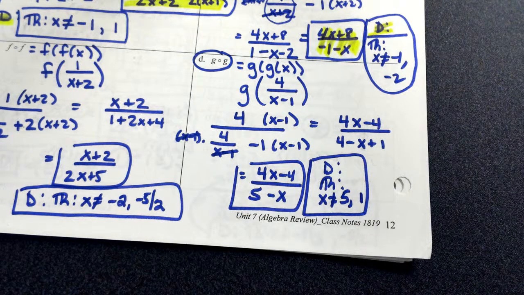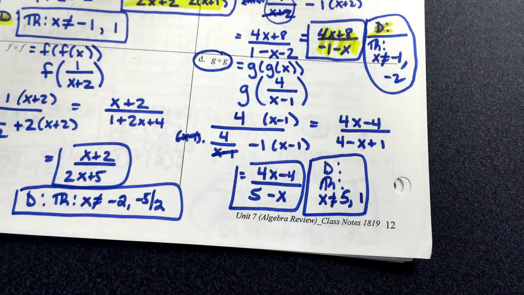So you're done, you can look up here. All right, you should end up with, after the composition is done, the 4x minus 4 over 5 minus x once you simplify the complex fraction. And again, the domain is going to be all real numbers except for 5, which is the domain of your final answer, and then 1, which is the domain of that input function. All right, so any questions, guys, on doing the composition of functions and finding the domain when you do composition?